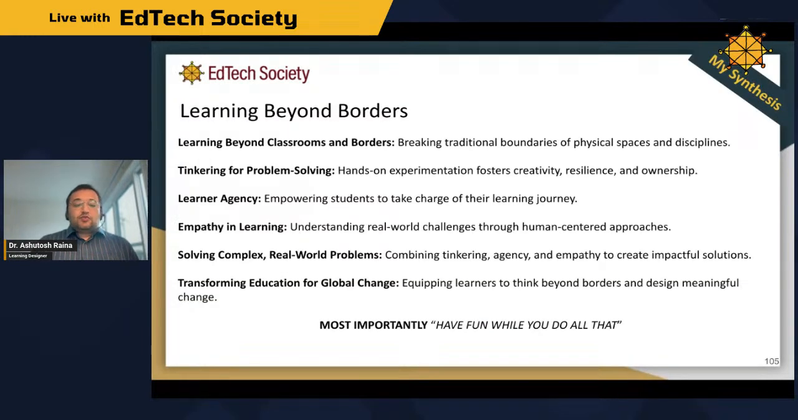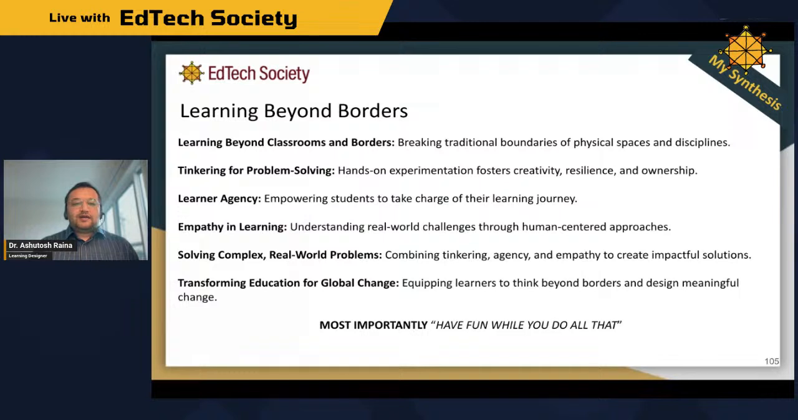So, okay, what do I mean by learning beyond borders? I definitely do not mean that learners sit outside the classroom while the classes go inside the borders of the classroom. And also definitely not, I'm not trying to encourage or discourage going out of geographies to complete your education and all that.